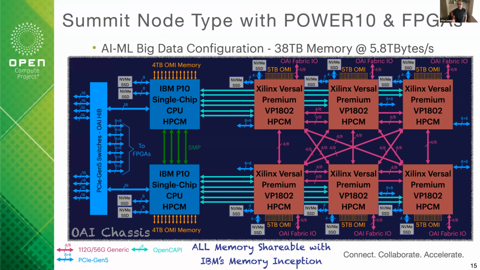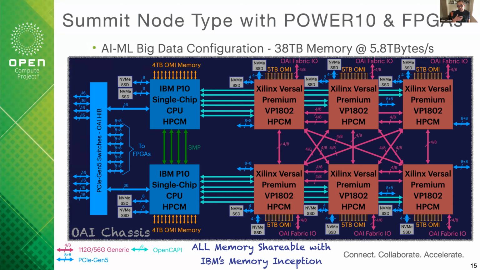We wanted to put it in the OAI chassis. So we'd like to house this in the OAI chassis as one implementation. And so we would design two HPCM modules, one for the IBM Power 10 and one for Xilinx Versal. We're working in collaboration with AMD and IBM on these modules. And we would attach a lot of OMI memory to the FPGA modules.